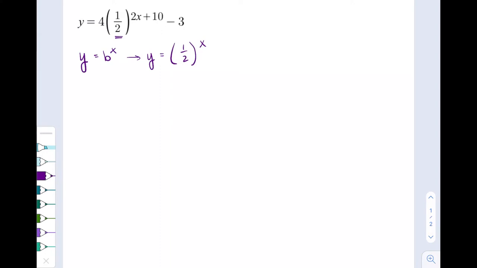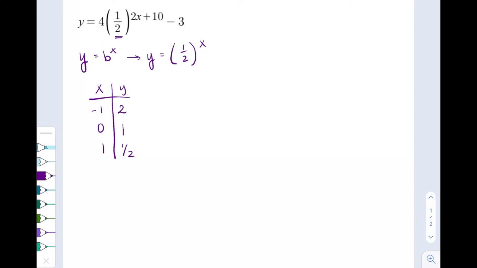That is where I get my starting points from. So I'm going to start just looking at this function, y equals 1/2 to the x, and I'm going to input -1, 0, and 1 into the exponent. So 1/2 to the -1, we know negative exponents give us the reciprocal. So that would be 2. 1/2 to the 0, that's 1. 1/2 to the first is 1/2.